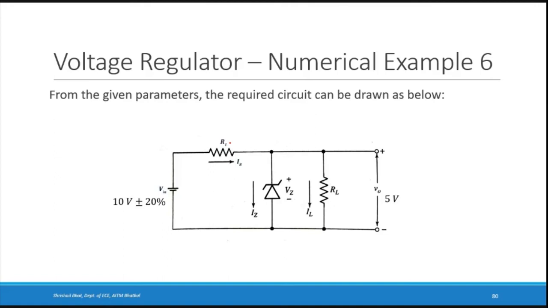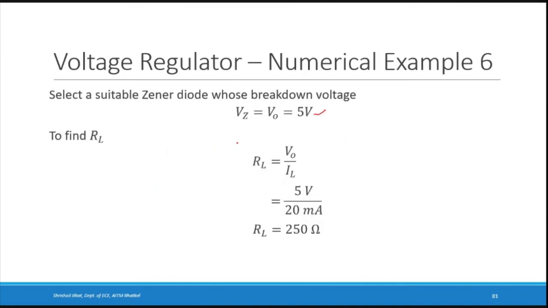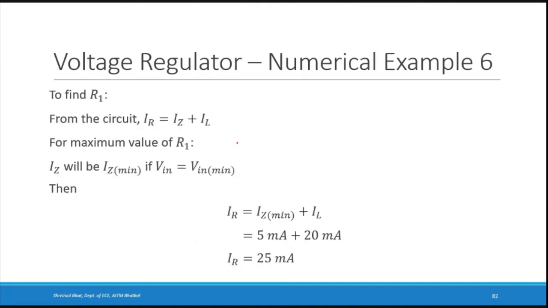Because voltage and current are inversely proportional, as you have more resistance, current will decrease. For lesser resistance, current will increase. That's why to find the maximum value of R1, we will consider the minimum value of IR. For finding the minimum value of IR, you consider the minimum value of IZ and the minimum value of V in.